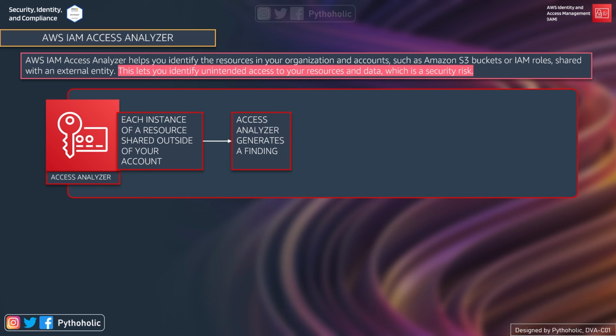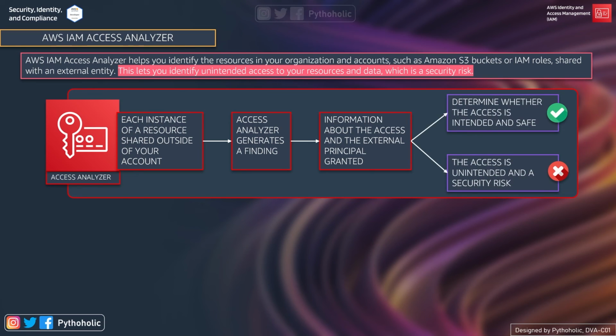Here, for each instance of the resource shared outside of the account, Access Analyzer generates a finding. It then shares all the information about access and the external principal granted to it. You get the information about who has access to your instance and its permissions. So that is the information that you get. And based on that, you determine whether the access is appropriate and safe, or if the access is unintended and are you at a security risk. And remember this very carefully.